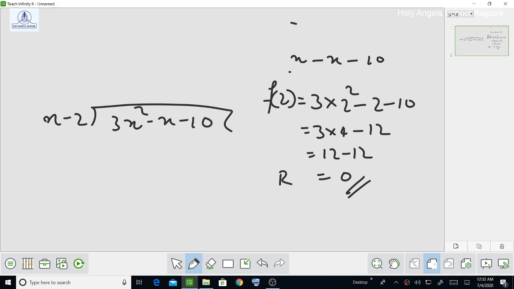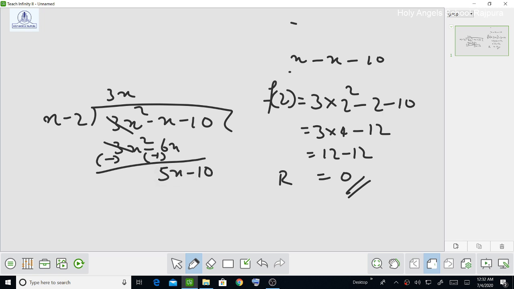What is to be multiplied with x to get 3x square? 3x. 3x into x is equal to 3x square. 3x into minus 2 is minus 6x. Then subtraction. This is 5x minus 10.